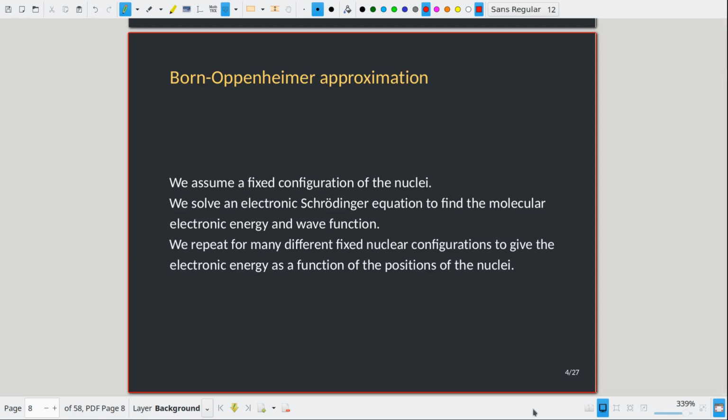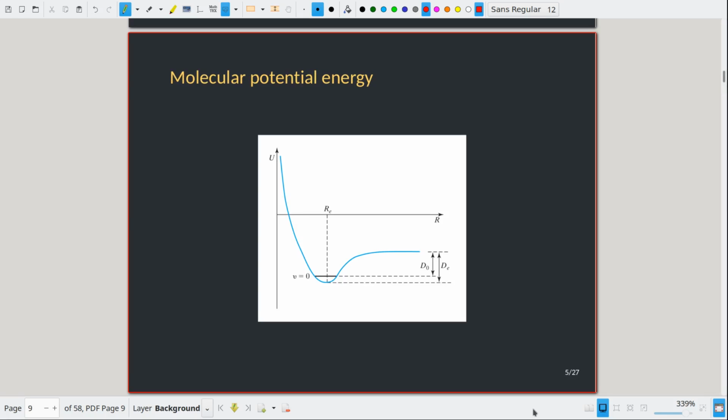Then we can actually repeat the same process for many different fixed nuclear configurations. So we can move the distance further apart or closer together and start analyzing what sort of results we get in terms of electronic energy and wave function. And therefore we can actually find a picture that will describe how the electronic energy varies as a function of the position of the two nuclei. And you can see that the picture you will get is something that looks like this.